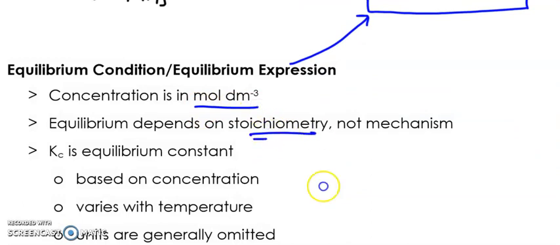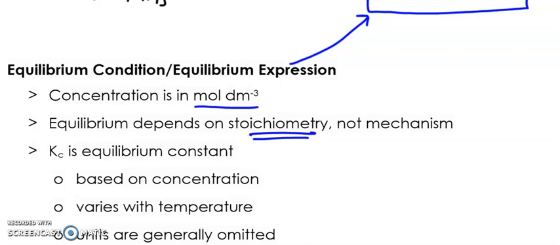Equilibrium depends on the stoichiometry, not the mechanism. The mechanism was what we did with rates, right? It wasn't necessarily a coefficient that became your exponent. It depended on the mechanisms, like how it happened. Equilibrium is simpler in that your coefficient is your exponent.